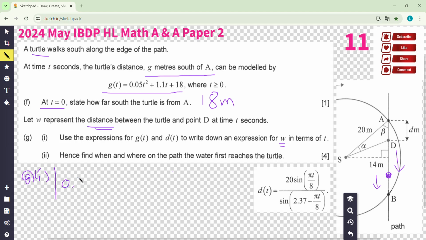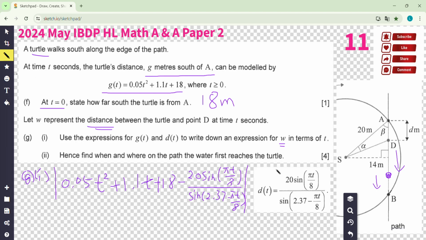So 0.05 T squared plus 1.1 T plus 18, and then minus, copy it correctly, 2.37 sine of pi T over 8 minus pi T over 8, all in absolute value. That's it.